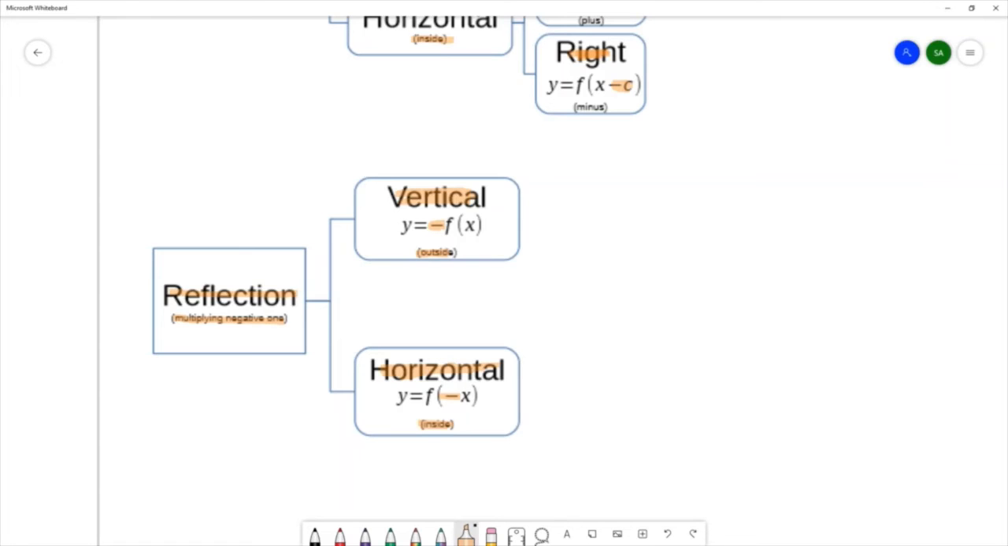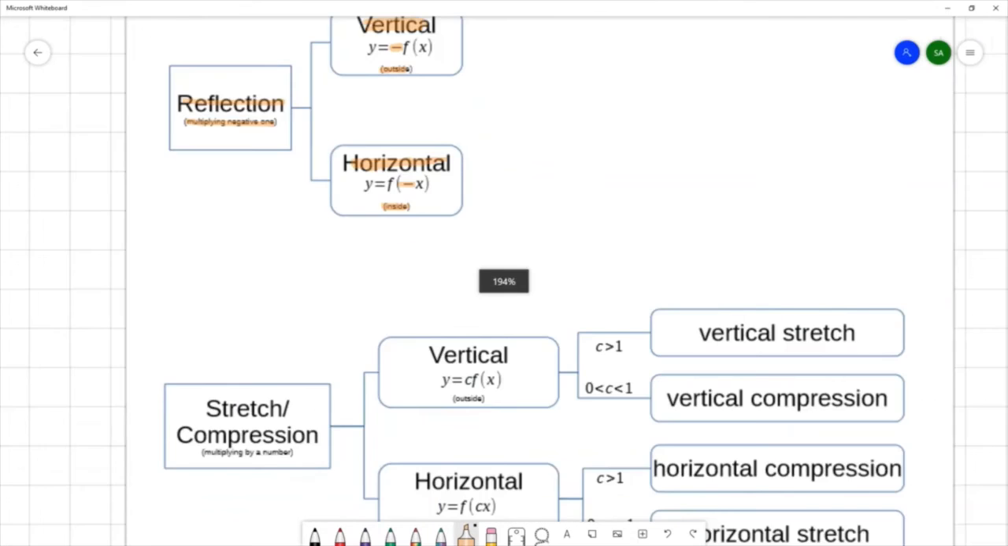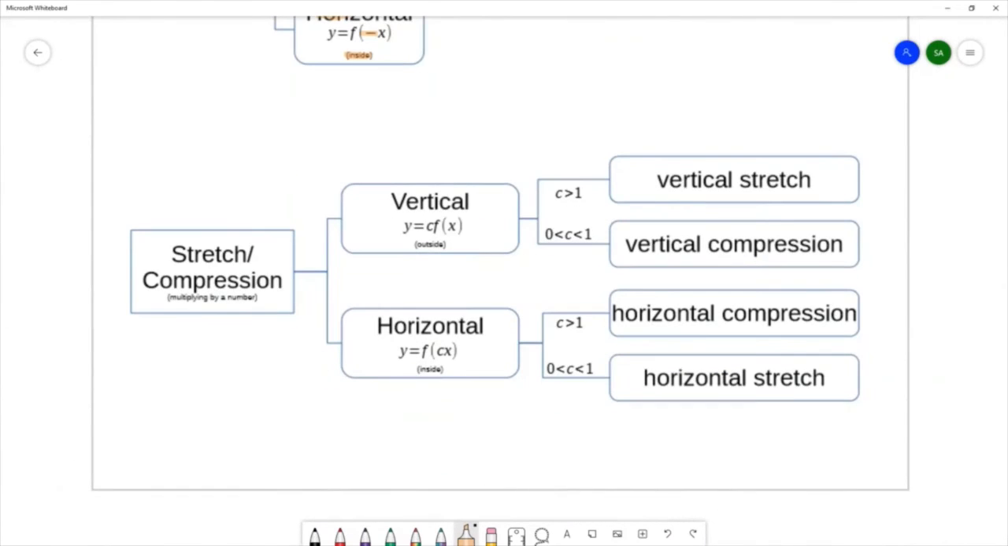And then we have a third type of transformation, and the third type of transformation is called a stretch or compression. And a stretch or compression happens when you multiply by a number. You can multiply on the outside or multiply on the inside. If you multiply on the outside, you have a vertical, either stretch or compression. It's called a stretch when the number is bigger than 1. It's called a compression when it's in between 0 and 1.